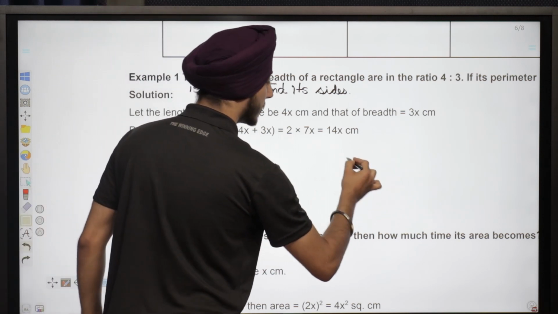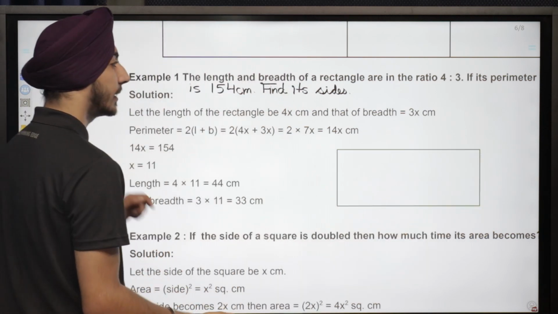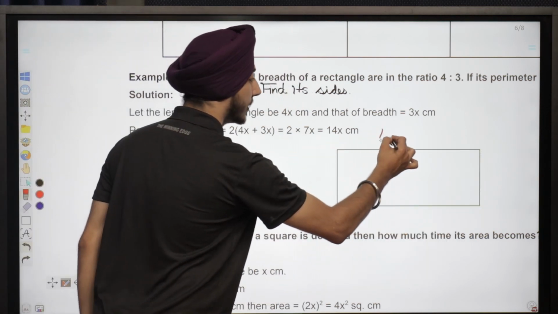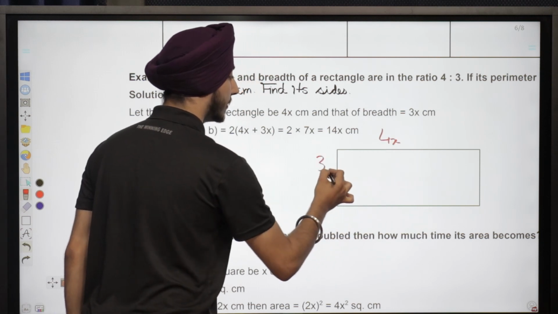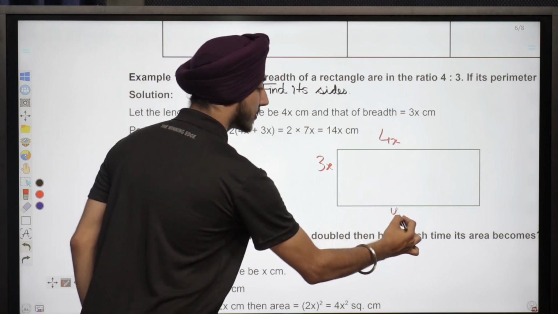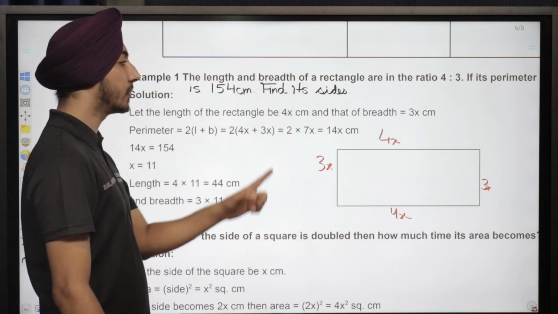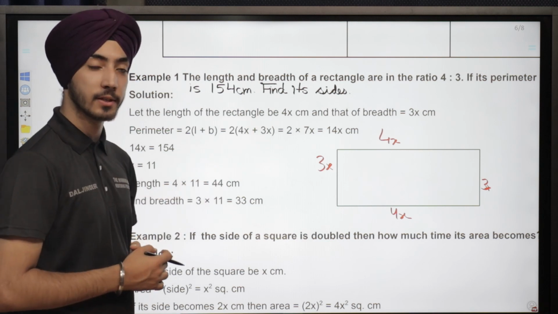So I'll just draw this simple figure for you. So let's say this is our rectangle here. Okay. This side, the longer side is 4x. The shorter side is 3x. Okay. Perimeter means सबको add कर दिया. Here is also 4x. Here is also 3x. If we add up all of them, what are you going to get? You're going to get 154 centimeter.